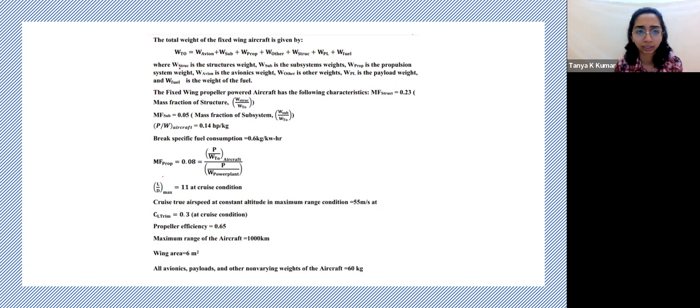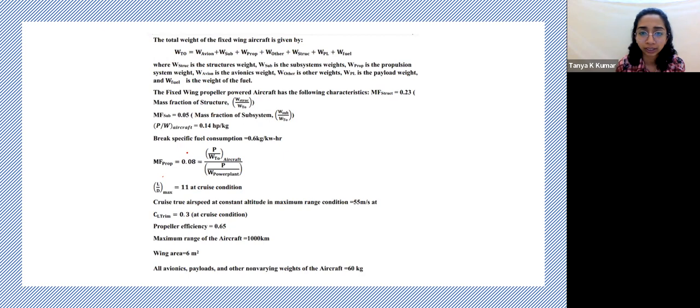So it's given here: structural weight, subsystem weight, propulsion system weight, that's the power plant, the engine, the avionics weight, all the other miscellaneous weights, the payload weights, the fuel weight. And they've given you the various mass fractions. The fixed wing propeller powered aircraft has the following characteristics. Mass fraction of the structure is given as 0.23. What is the mass fraction? It is the weight of the structure by the overall takeoff weight. Similarly, for the subsystem, it is given as 0.05.